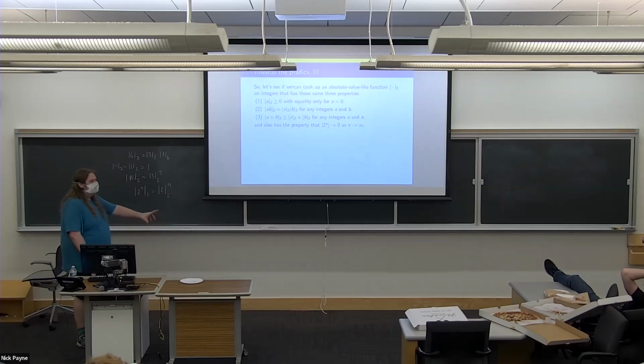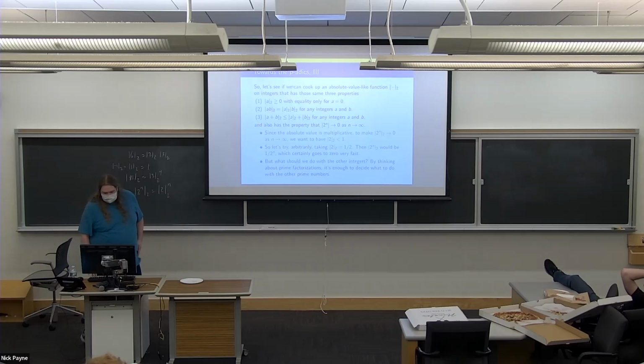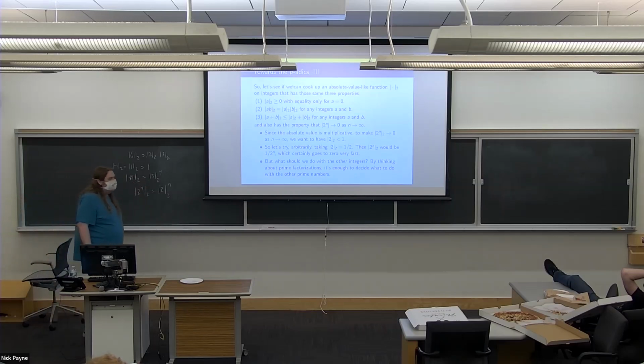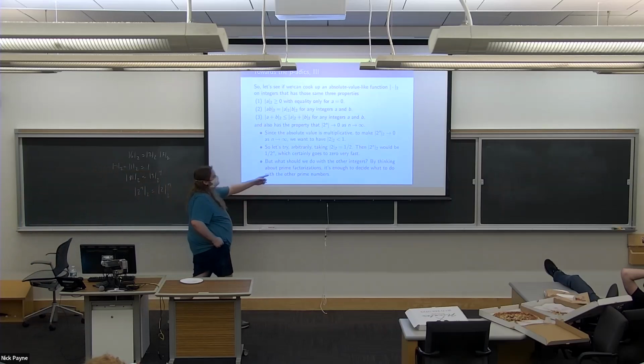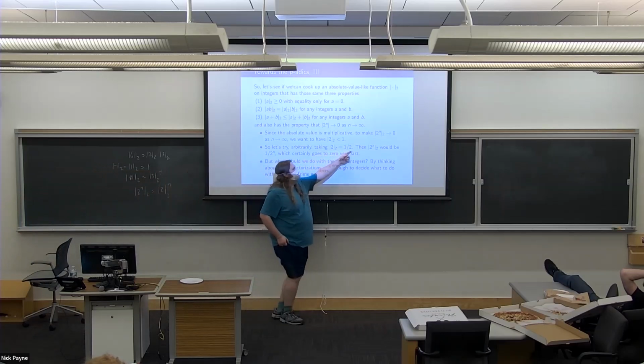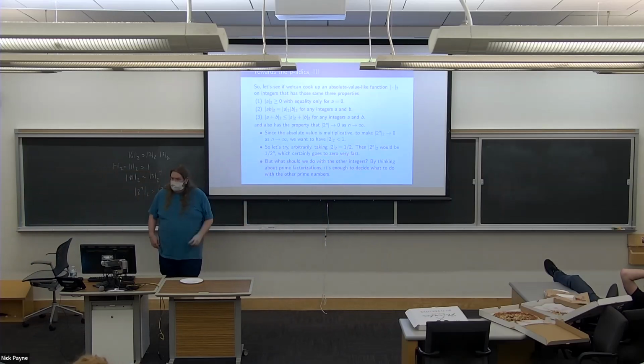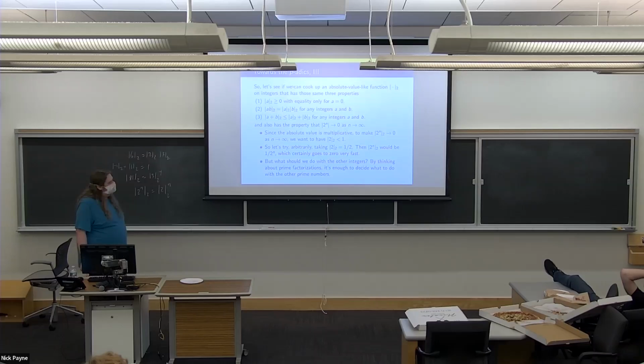All right, so let's just start with 2. What value should I pick for the absolute value of 2? Something less than 1, I don't know, 1/2. Halfway between 0 and 1. Something not too big, not too small. All right, so let's take the absolute value of 2 to be 1/2. And then the absolute value of 2 to the n would be 1 over 2 to the n. That certainly goes to 0. Goes to 0 very fast. Okay. What should I do with the other integers?